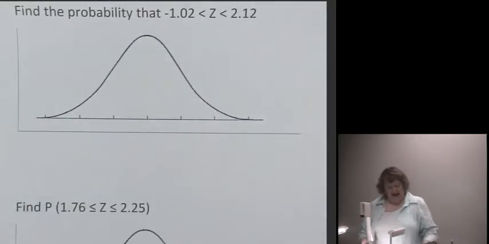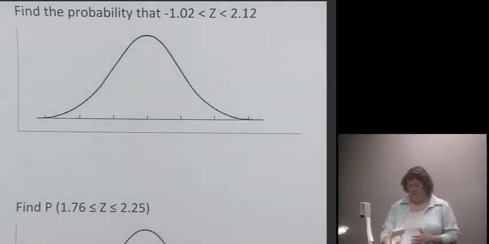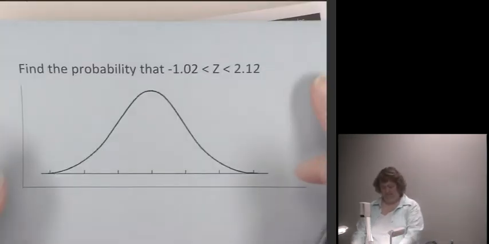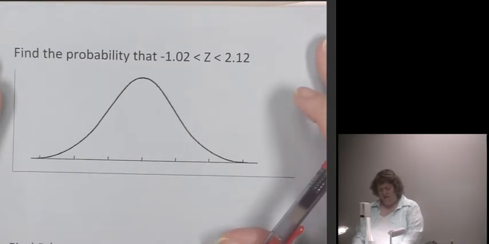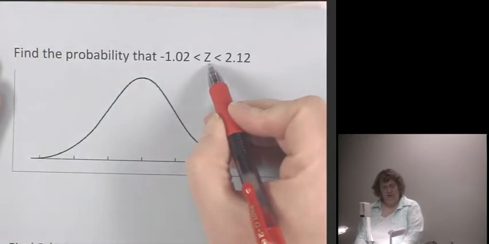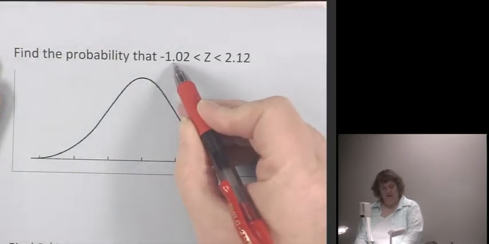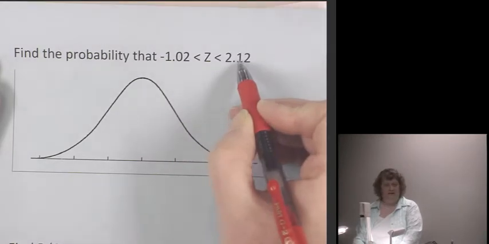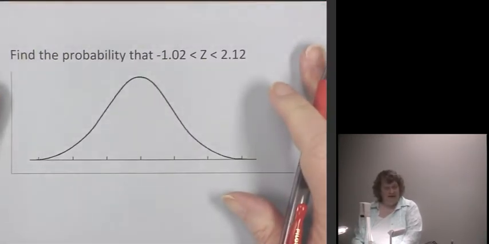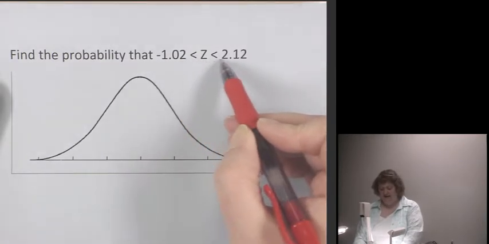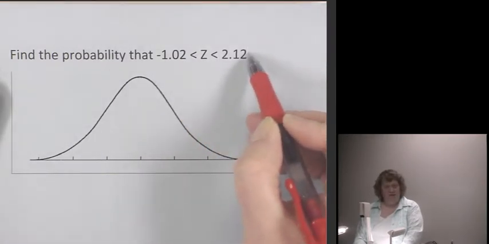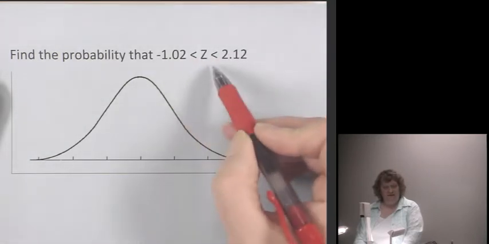Okay, let's look at the third option, which is the between. Now, find the probability that Z is between negative 1.02 and 2.12. Now, that's really what this says. It technically says that negative 1.02 is less than Z, less than 2.12. But in math, we read this statement as saying that Z is between these two numbers.